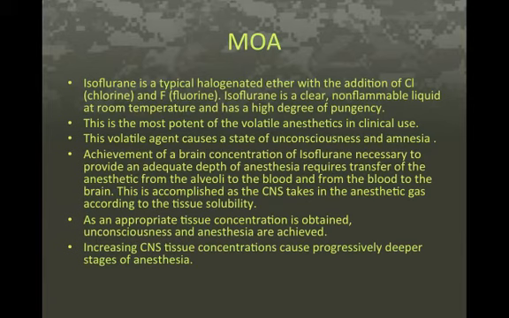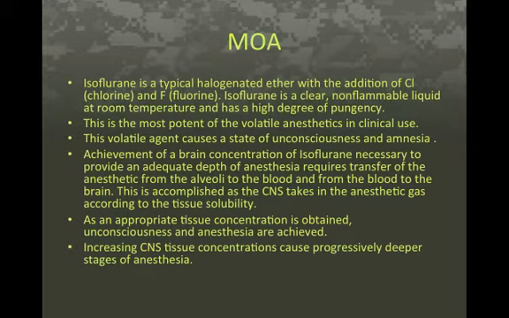Mechanisms of action. Isoflurane is a typical halogenated ether with addition of chlorine and fluorine. Isoflurane is a clear, non-flammable liquid at room temperature and has a high degree of pungency. This is the most potent of the volatile anesthetics in clinical use. This volatile agent causes a state of unconsciousness and amnesia.